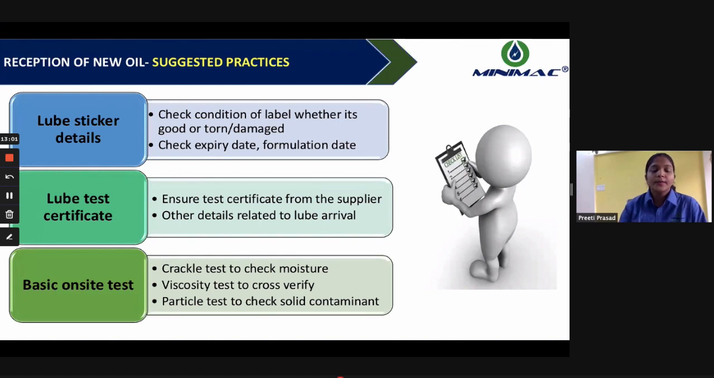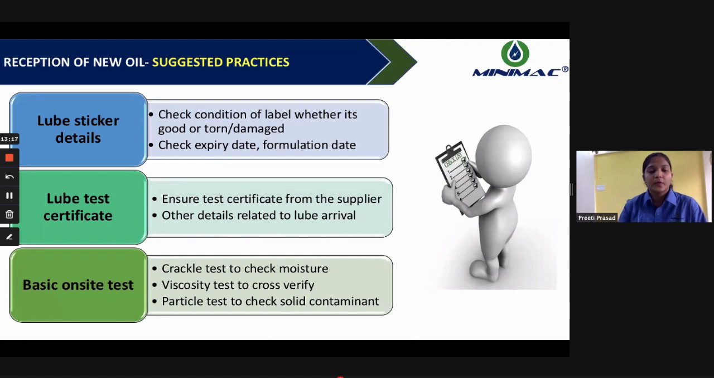The second is the lube test certificate. You must ensure that the test certificate is given to you by the lube supplier, so that you can get the relevant data regarding the formulation, the arrivals and everything related to the lube.